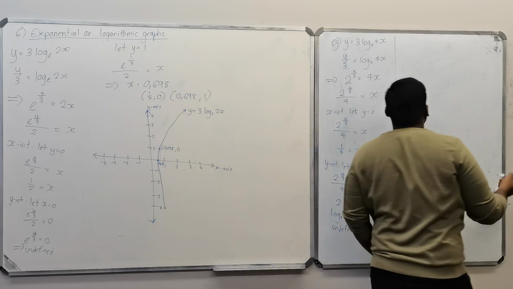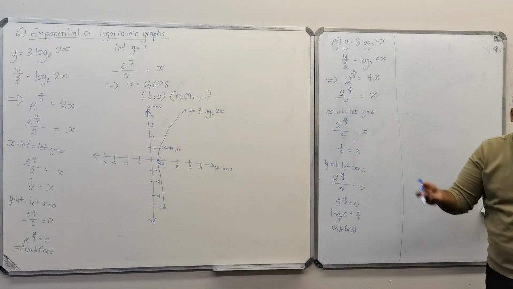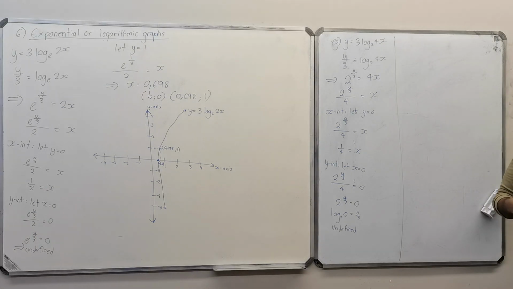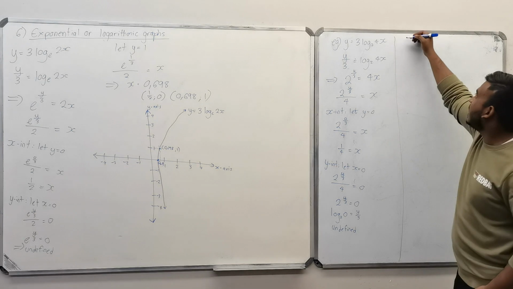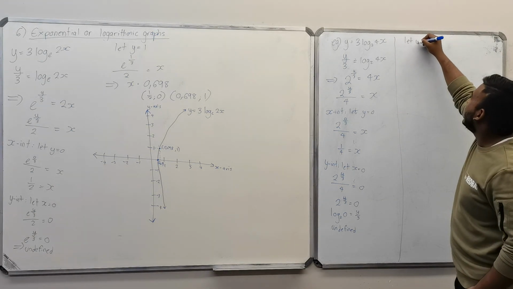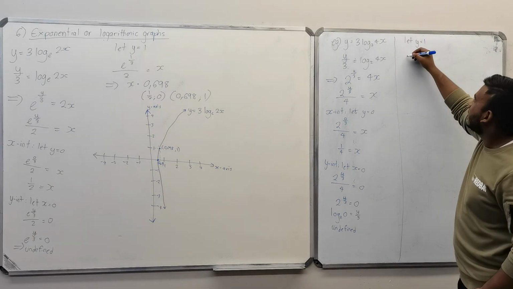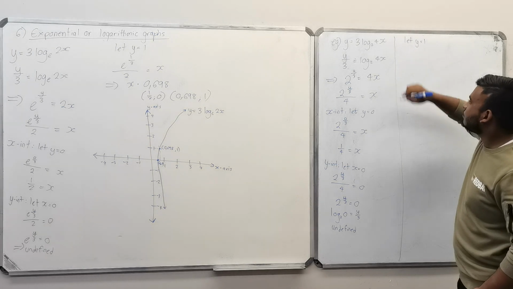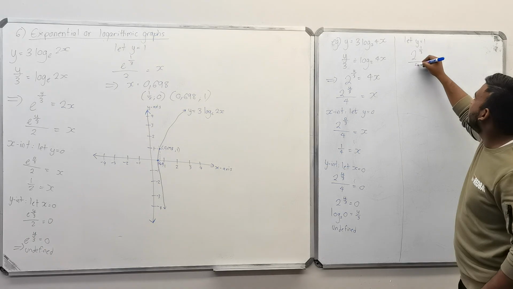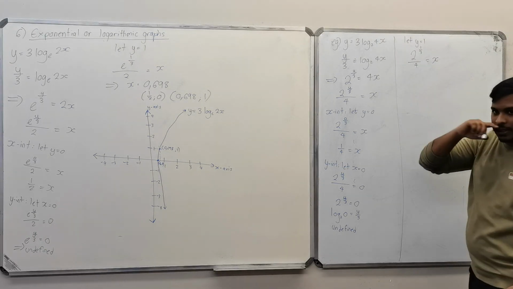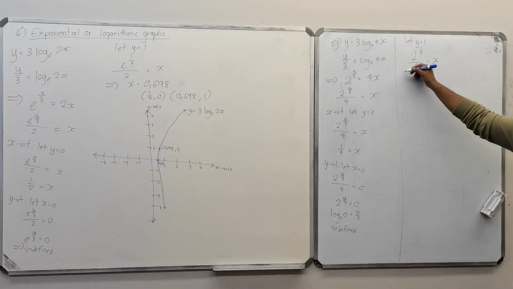What you'll do next? Then another point. And for which axis are you substituting? Substitute for the y, right? Because we actually got our answer in terms of x. So you would say let y equal to 1. So this will now be 2 to the power 1 over 3 all over 4 is equal to x. What's the value of x?